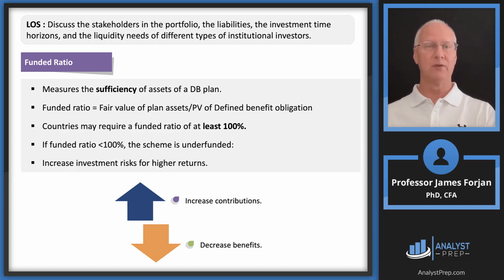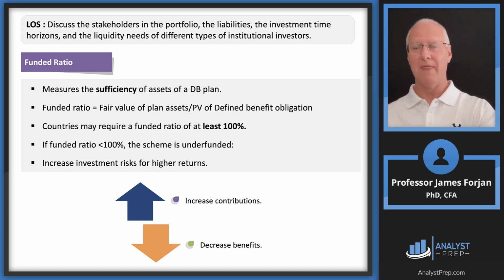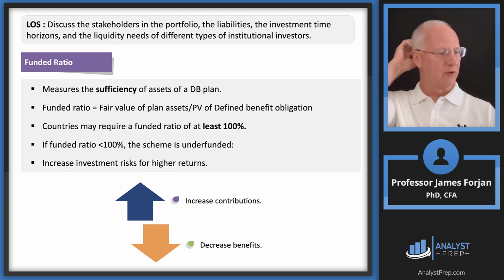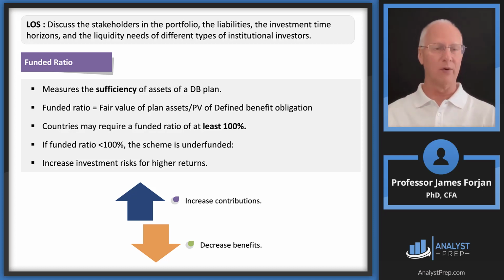So look at the bottom arrow points down there. These are two obvious solutions. We can increase contributions, which goes back to the shareholders, and then we can decrease benefits. That's never a popular answer. If you read the Wall Street Journal, you'll read about this regularly.